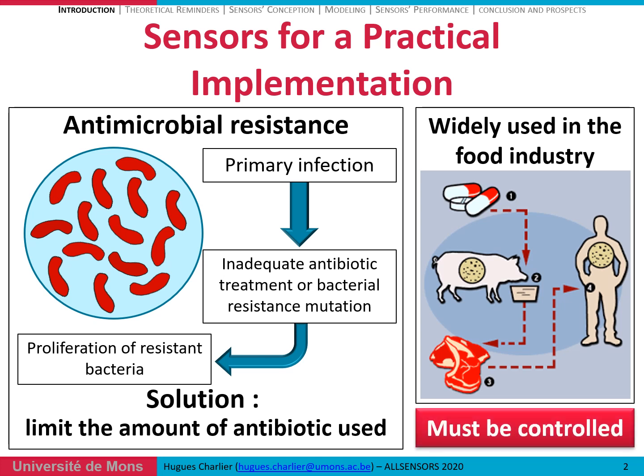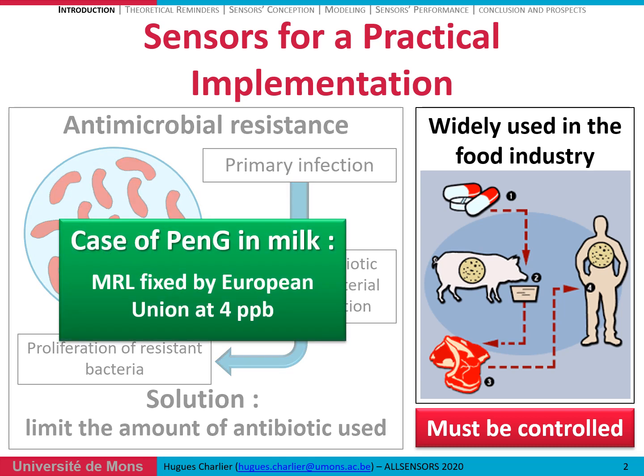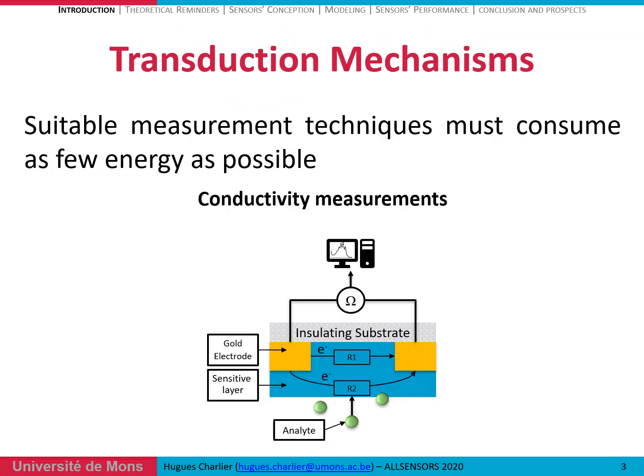But in some fields, we can't control the antibiotics we consume. For example, in the agri-food industry, animals are fed with some antibiotics to fight their own disease, and this quantity might be found back in our food. So we must control this. We will focus on the case of penicillin G in milk, for which the European Union fixed an MRL of 4 ppb in milk.